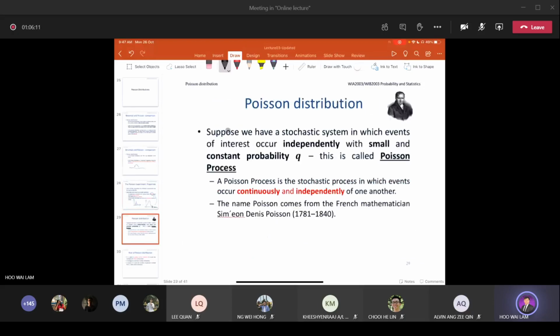Then we continue on. Explanation. This one is a definition. Suppose you have a stochastic system. Stochastic is probabilistic, it's the same meaning. Sometimes they just use fancy words. A system in which events of interest occur independently with small and constant probability q is called a Poisson process, right? A Poisson process is a stochastic process in which events occur continuously and independently. It's actually the same thing. And the name comes from the French mathematician Simon Denis Poisson.